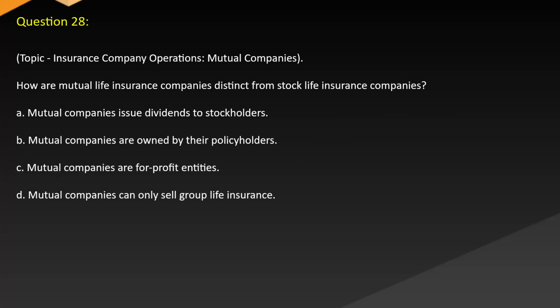Question 20. Topic: Insurance company operations. Mutual companies. How are mutual life insurance companies distinct from stock life insurance companies? A. Mutual companies issue dividends to stockholders. B. Mutual companies are owned by their policyholders. C. Mutual companies are for-profit entities. D. Mutual companies can only sell group life insurance.